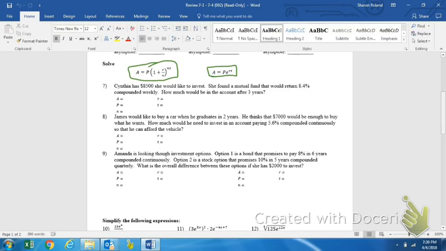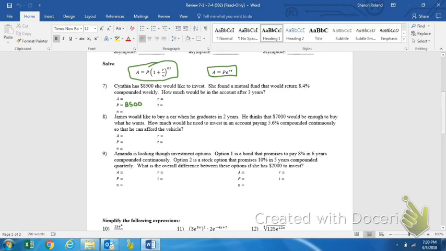Okay, Cynthia has $8,500 she would like to invest. So that is the principal. That's how much she's starting with. And so we're going to put $8,500 here. She found a mutual fund that would return 8.4% compounded weekly.